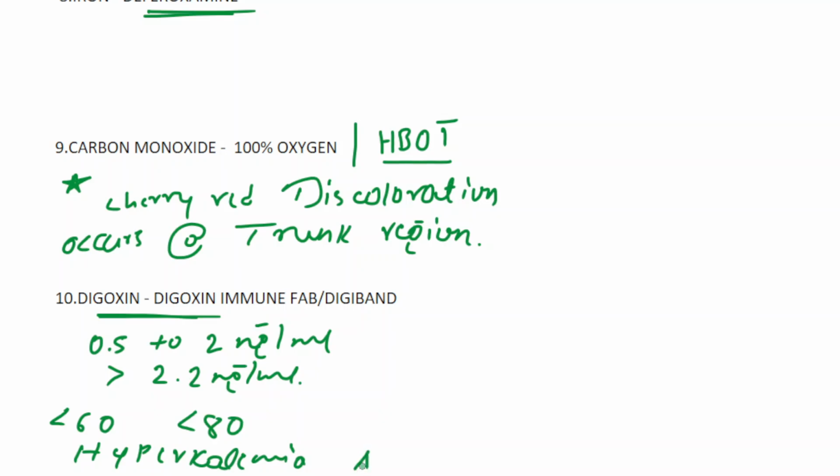Anorexia, nausea, vomiting. These are primary symptoms of digoxin. And digoxin is a yellow coated drug.